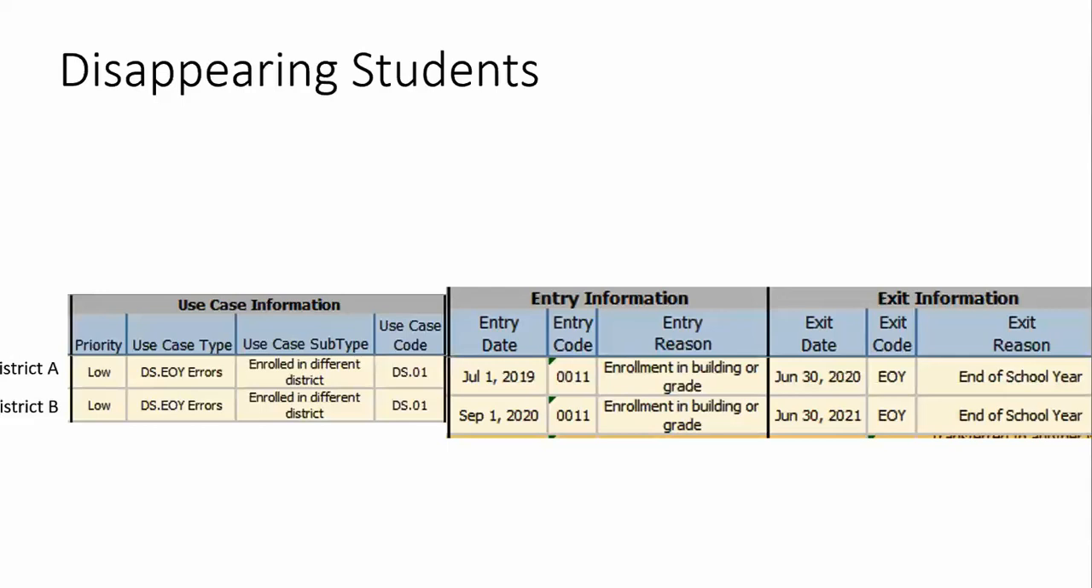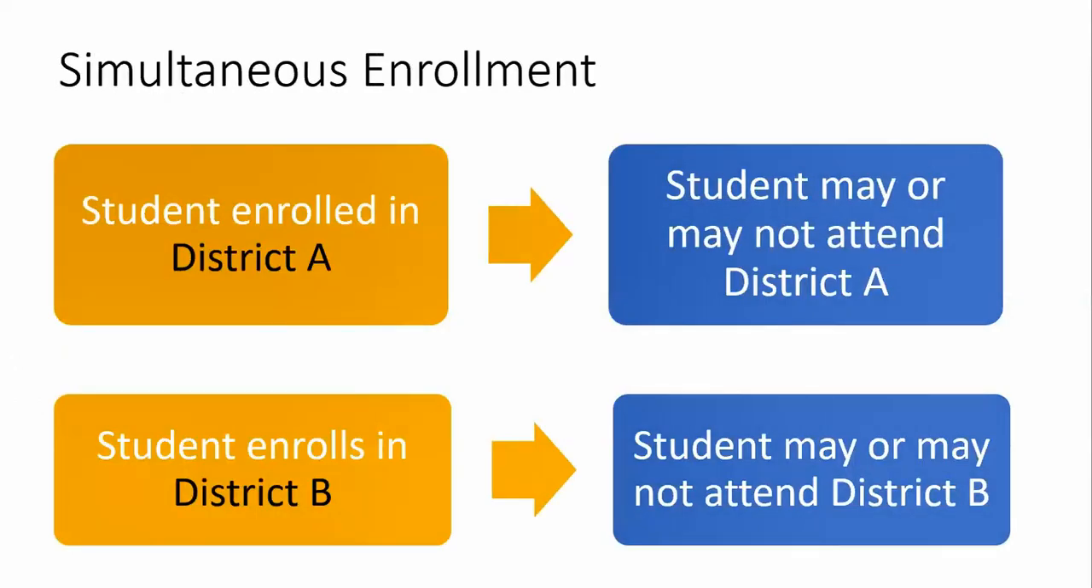We're going to jump ahead to the next category and talk about simultaneously enrolled students. And in case you haven't had enough of things not going according to plan, the next use case type involves students who are simultaneously enrolled in more than one district. There are a couple of subtypes for this use case.